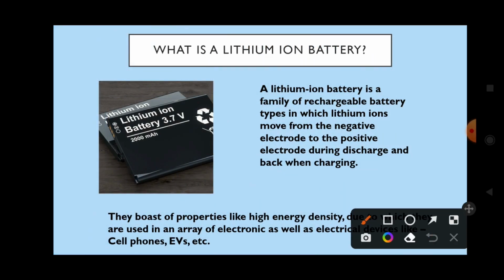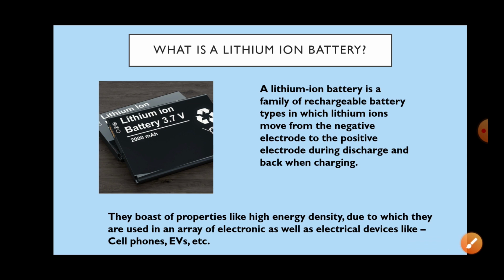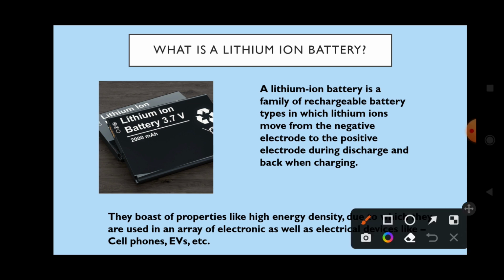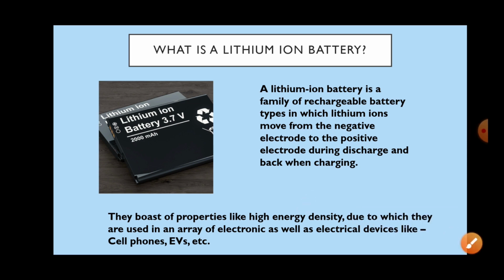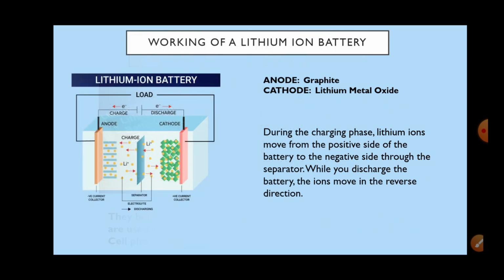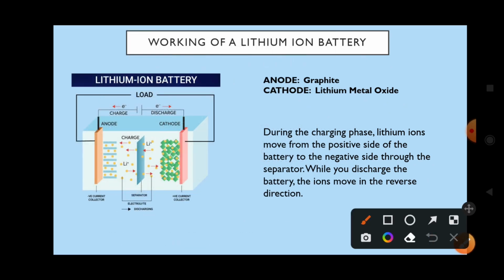A lithium ion battery is a family of rechargeable battery types in which lithium ions move from the negative to the positive electrode during discharging and from the positive to the negative electrode when charging. They boast of properties like high energy density, which is a very important parameter due to which they are used in an array of electronic as well as electrical devices like cell phones, TVs, watches, etc. So let's see the working of a lithium ion battery.